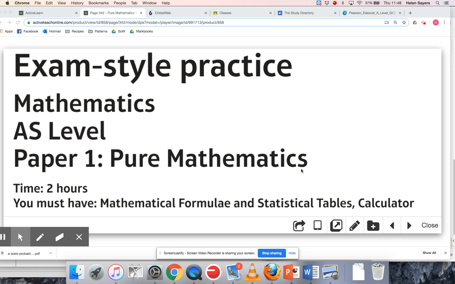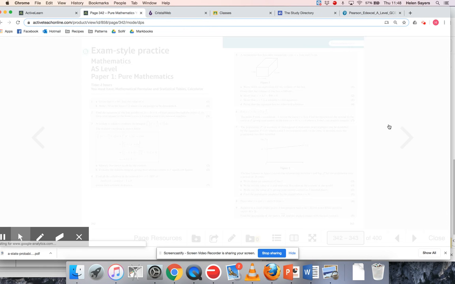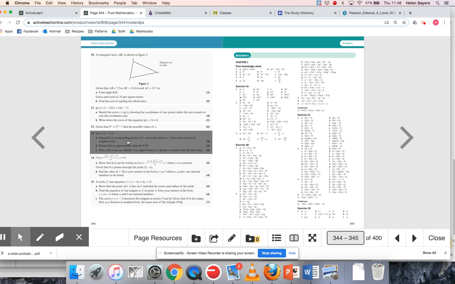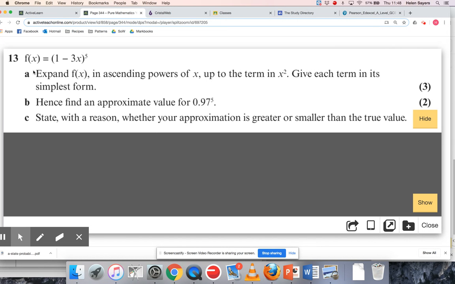Okay, so we're looking at the exam style practice paper from the first year textbook, and we're on question 13. We've got a binomial expansion question. So expand in ascending powers of x, it's pretty much always ascending powers of x, up to x squared, and then we've got to simplify each term down.